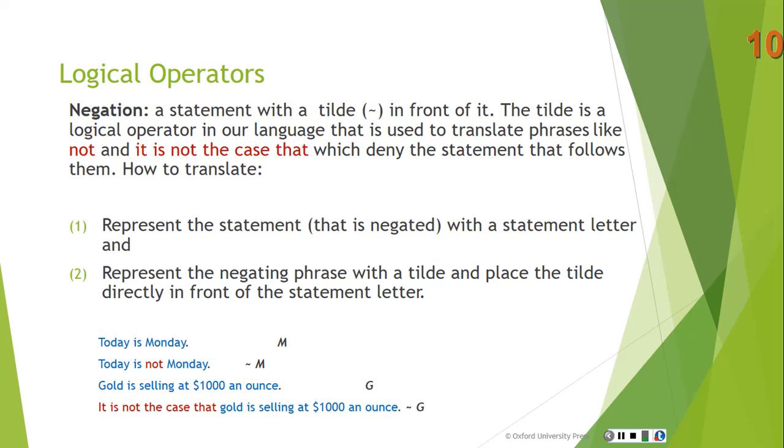So let's look at the next example. Gold is selling at $1,000 an ounce. That's a simple statement. We'll represent that with G. It is not the case that gold is selling at $1,000 an ounce. So again, we represent gold is selling at $1,000 an ounce with G, and it is not the case that as tilde. You put the tilde first and the G second. So that's how you translate a negated statement into propositional logic.